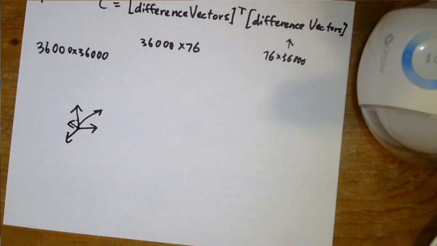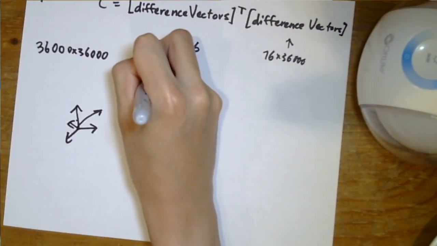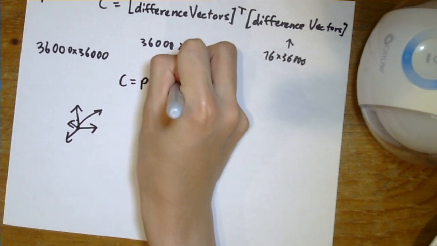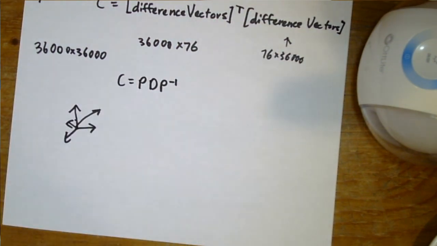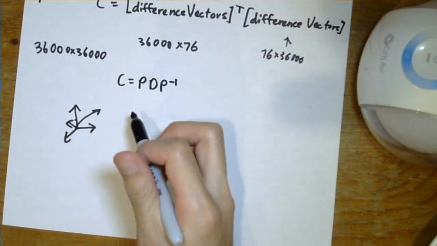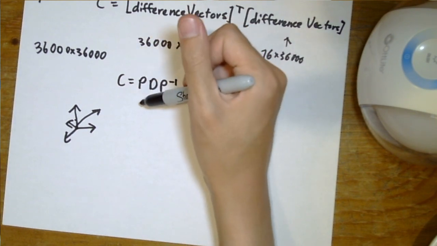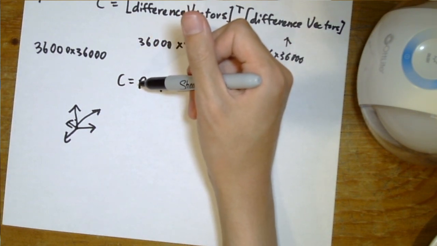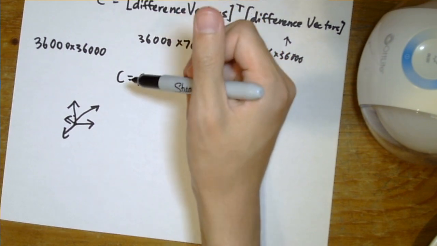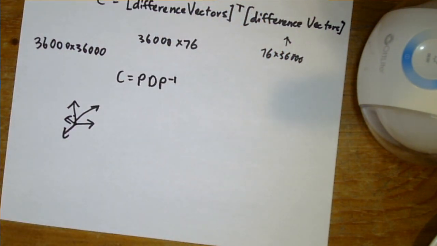The reason we use eigenvectors is because they will diagonalize the covariance matrix, because C can be written as P D P negative one inverse, where D is the eigenvalues of C, which correspond to the eigenvectors in P. And so that's how we use the eigenvectors to diagonalize the covariance matrix.